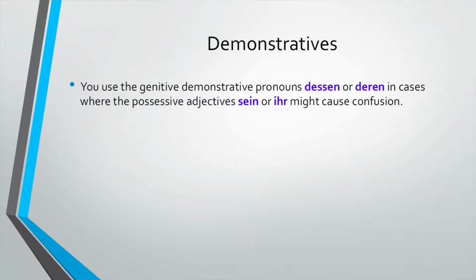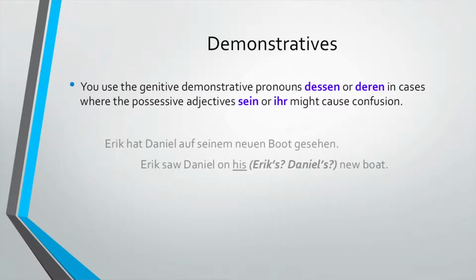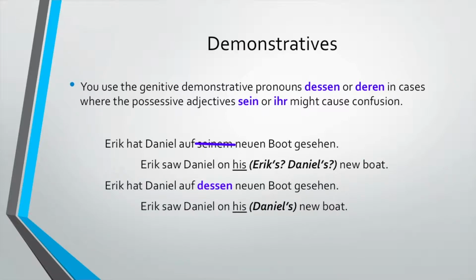You use the genitive demonstrative pronouns dessen or deren in cases where the possessive adjective sein or ihr might cause confusion. So if you would have the sentence, "Erik hat Daniel auf seinem neuen Boot gesehen." In English, Eric saw Daniel on his new boat. You don't know, okay, is it Eric's boat or is it Daniel's boat? So in German you have to say, not seinem, but "Erik hat Daniel auf dessen neuen Boot gesehen." So use dessen instead of seinem, and then it's clear what you're talking about.